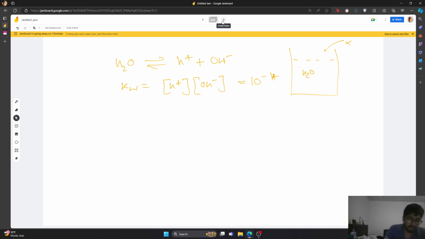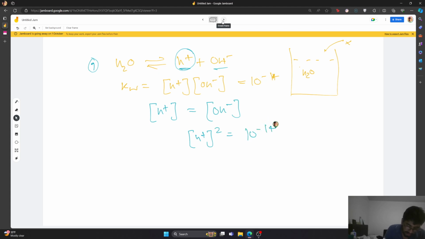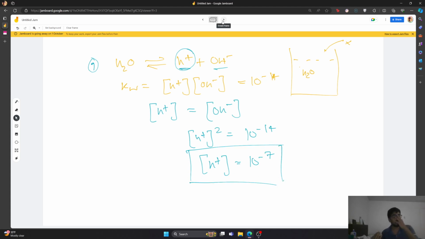So if the only way that you can generate an H plus is through this reaction, not externally, then that means H plus and OH minus will have to be the same, because every time you create an H plus, you create an OH minus. Because this is the only source of this reaction. If that is true, then you can put this back in the equation. So you get H plus squared is 10 power minus 14, and that gives you H plus is 10 power minus 7. So you have gotten the concentration of H plus, which can exist naturally if there is nothing added to this.